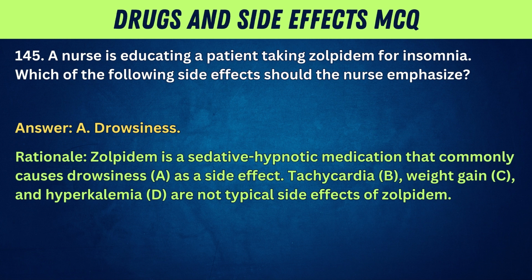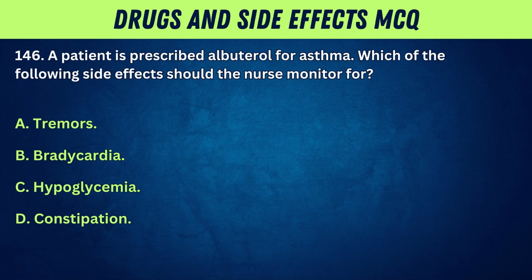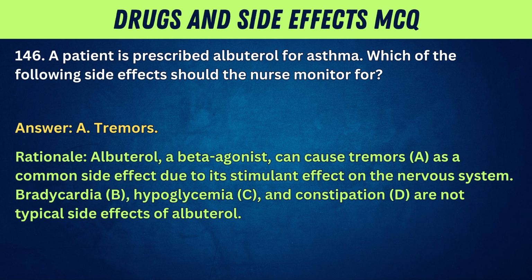Answer: A. Drowsiness. Rationale: zolpidem is a sedative hypnotic medication that commonly causes drowsiness, A, as a side effect. Tachycardia, B. Weight gain, C. And hyperkalemia, D. Are not typical side effects of zolpidem. 146. A patient is prescribed albuterol for asthma. Which of the following side effects should the nurse monitor for? A. Tremors. B. Bradycardia. C. Hypoglycemia. D. Constipation.